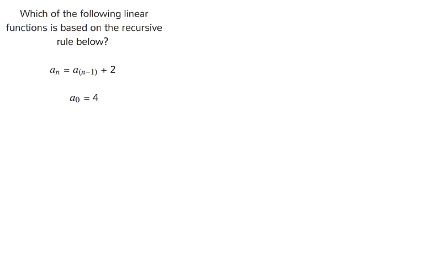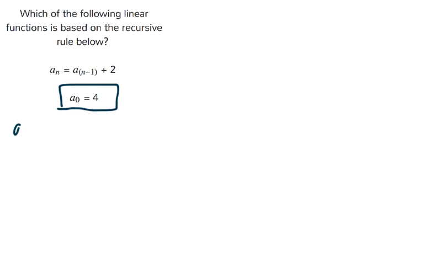Which of the following linear functions is based on the recursive rule below? Okay, so we have our recursive rule. We also have our starting value, a sub 0 equals 4. So we can start with that, and then we can plug in some numbers to figure out what the next values are in the sequence, and then we'll be able to make our linear function.